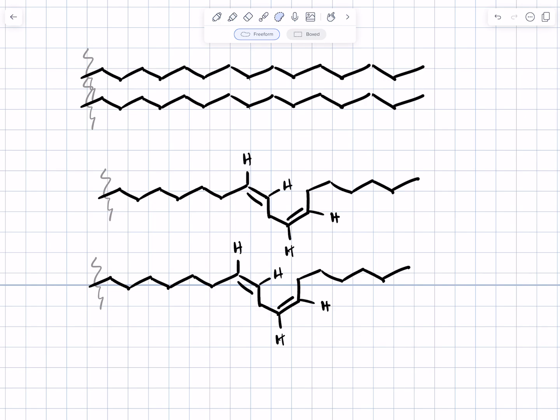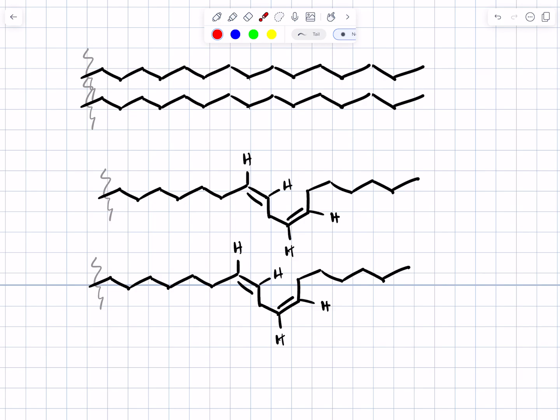Does that make sense? Okay, so if the molecules with the cis double bonds can't approach each other closely, their van der Waals interactions are weaker, less is holding them together, they're liquids at room temperature instead of solids.